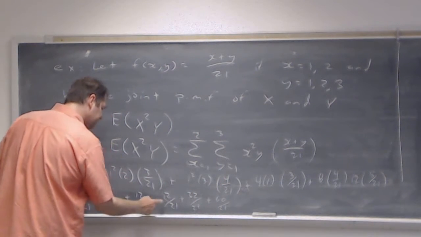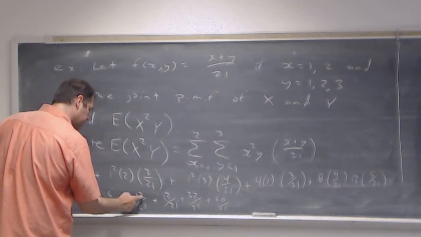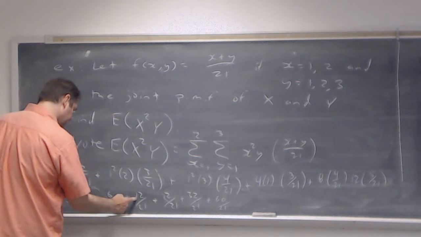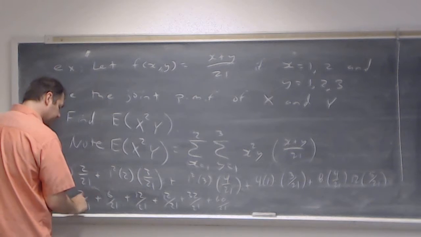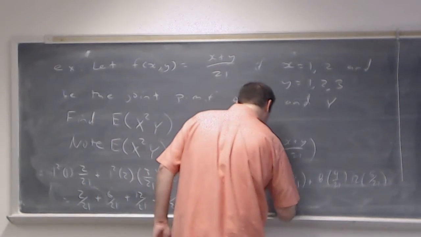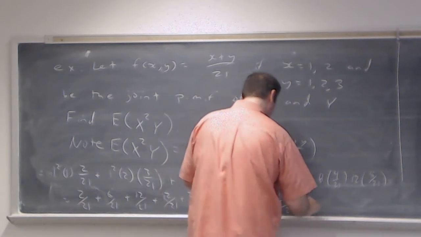Okay, adding them up: 92, 94, 104, 106, 116, 122, I'll get 124 over 21. I'm not going to reduce that. There it is.